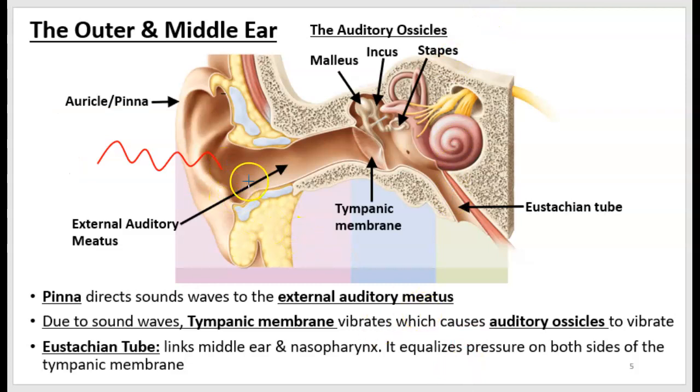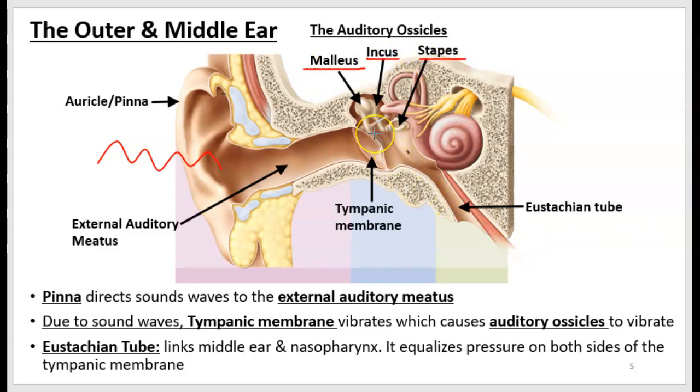So the sound wave goes into the external auditory meatus and causes the tympanic membrane to vibrate. So it really does act like a drum. It kind of moves in and out, in and out, in and out with the sound wave. Now that movement of the tympanic membrane causes the auditory ossicles to vibrate. And the three auditory ossicles that we learned in the skeletal system are the malleus, the incus, and the stapes.